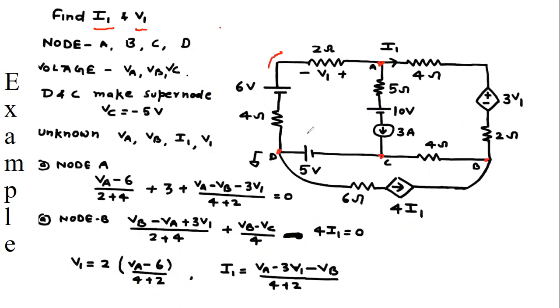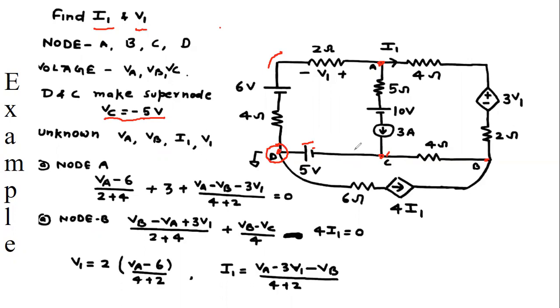Now, that is the minimum number of nodes to solve this problem. So assume one node potential as the ground, because we have to reduce the number of equations. Suppose we are assuming node D is ground. So only three variables or three equations: A, B and C. But see, D and C nodes have only a battery between them, making a super node. So VC minus VD equals minus 5 volt. So the potential at the battery terminal of C is minus 5 volt. So we have the potential of D as 0 and of C as minus 5.